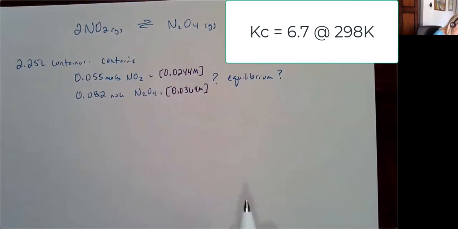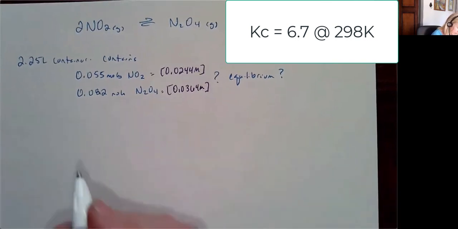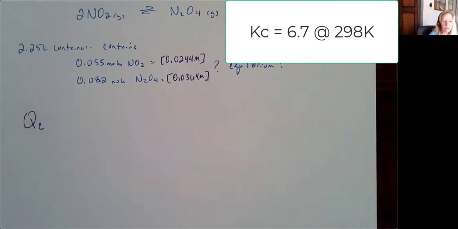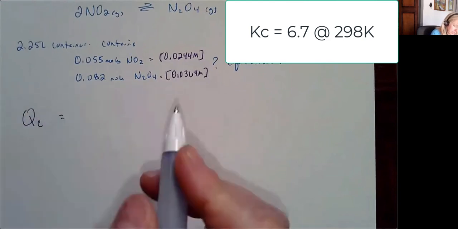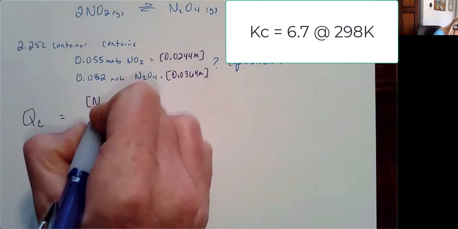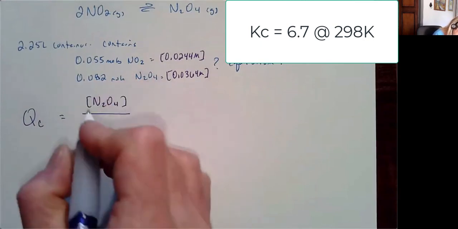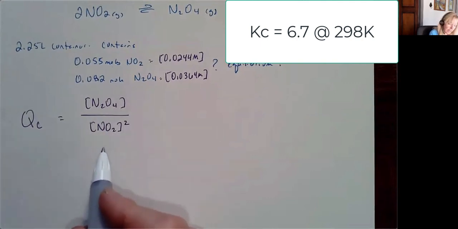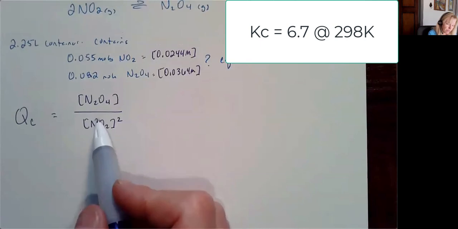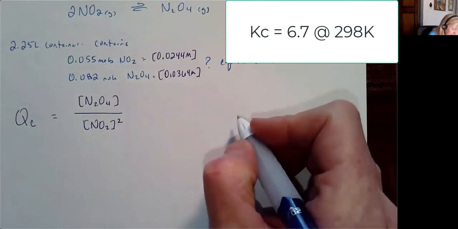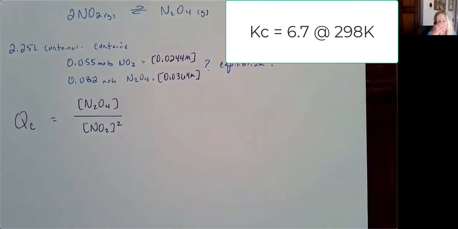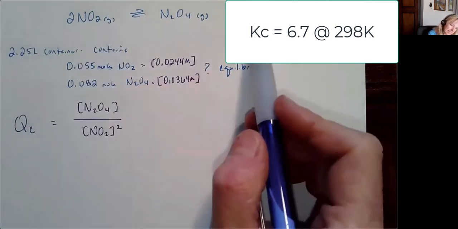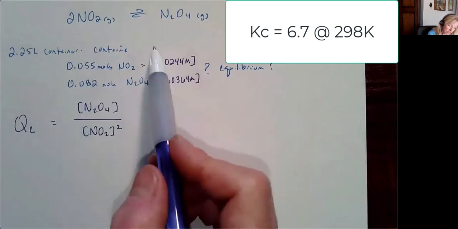Q is going to allow me to figure out which direction it's going. I'm going to write Q a lot like I would write K_eq, but this is going to be my Q in terms of concentration. I'm going to write it just like my products over my reactant, N2O4. So it looks a lot like K, but it's something that's happening throughout. And K is at equilibrium. If Q is greater than K, then I know I'm past equilibrium and the reaction is actually going in reverse. If Q is less than K, then I know that the reaction is still going forward.